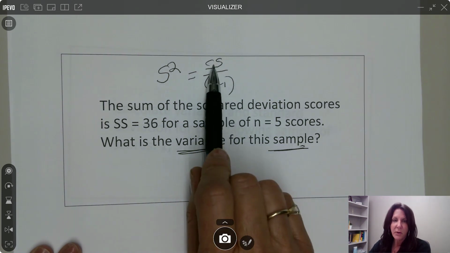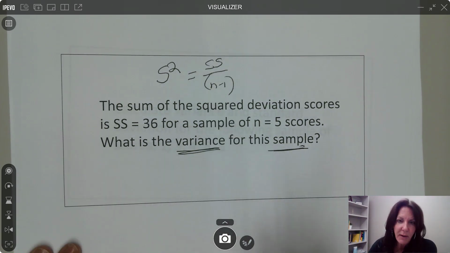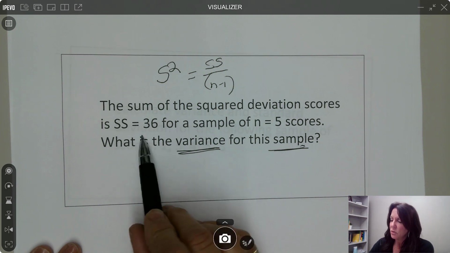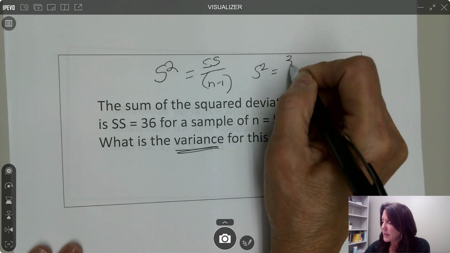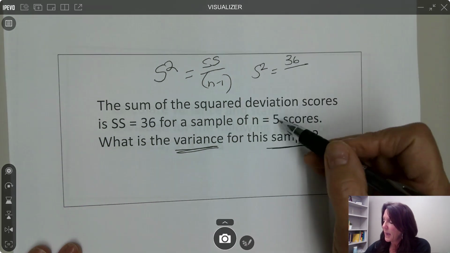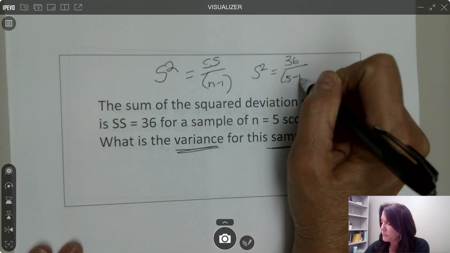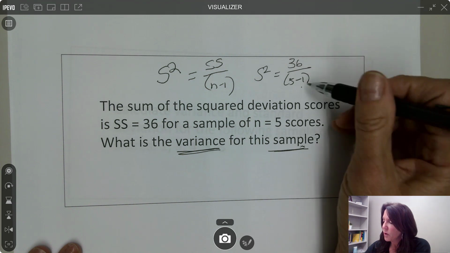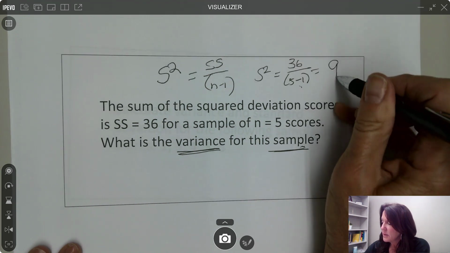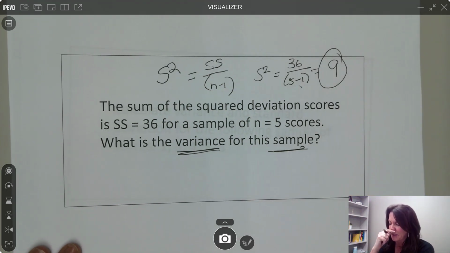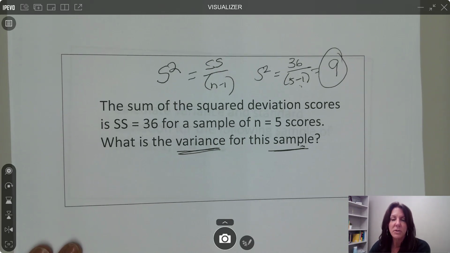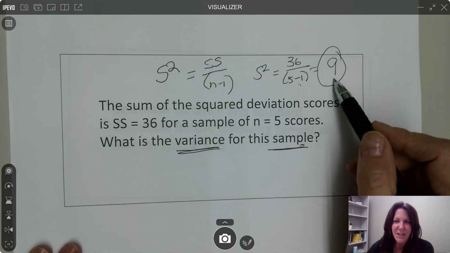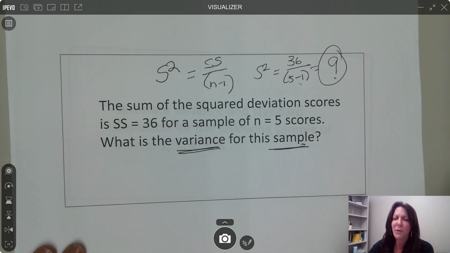In a bit, we're going to be figuring out sums of squares, but you don't have to do that right now. It gives it to you, 36. So my answer for my variance is going to be 36 divided by my n of 5 minus 1. That makes 4. So 4 goes into 36 9 times. So in this case, your variance is 9. You can figure that out if you're given the sums of squares and the n. And spoiler alert, the standard deviation would be 3, right? Square root of the variance, but we're not going there.